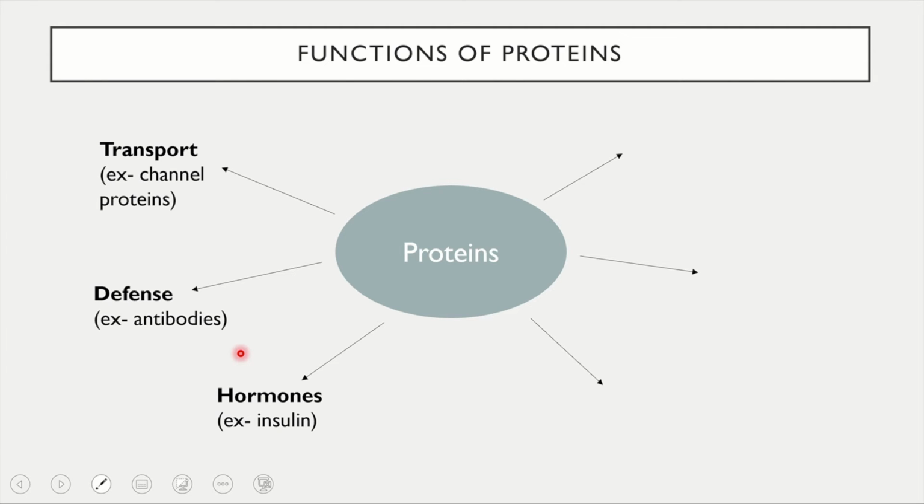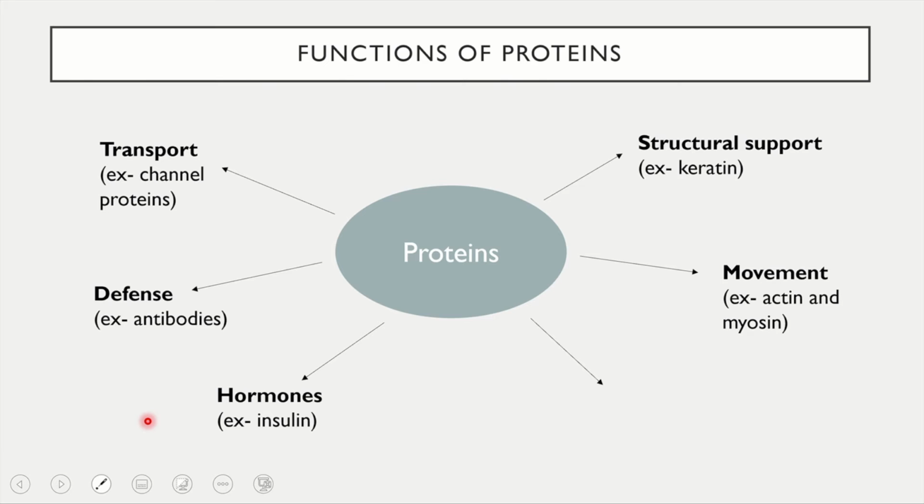Proteins can also function as hormones. So our protein insulin here helps regulate blood sugar. Proteins can also offer structural support. So we have an example here of keratin. This is a protein that's found in our hair, our nails. It's found in the feathers of birds and on the scales of reptiles. And this helps make these structures tough.